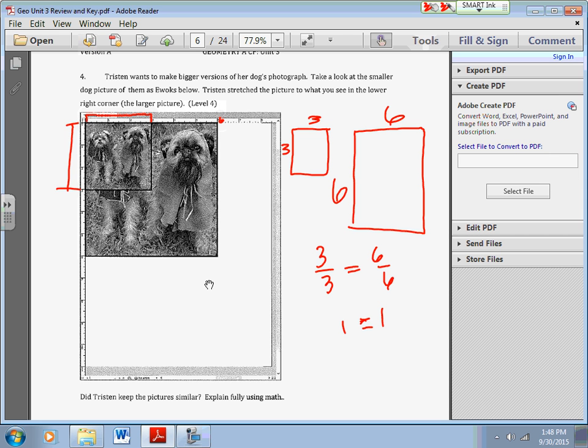For whether the pictures are similar, could you just draw an arrow to the drawing? No, you'd have to show me the work for the proportions that you checked. Now, what if it was 3 over 3 and 1 over 2? Then the picture was not proportional. If you were trying to shrink the big one to a wallet size, there would be a distortion in the picture, because the sides don't match the proportions of the original.